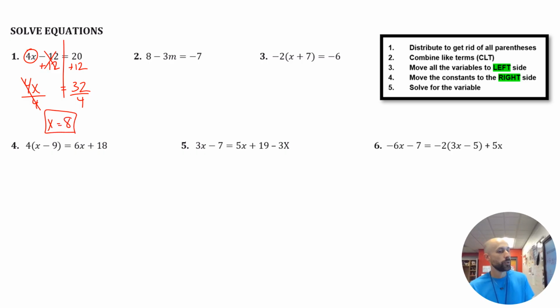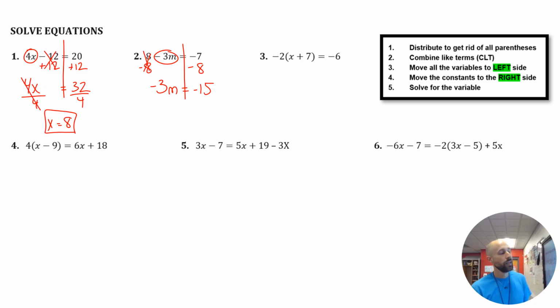Okay. Number 2, again, draw your line, and then again, parentheses. Nope, no parentheses. Are there any like terms on either side? No. Here's the variable itself, so we need to get that isolated. So we're going to subtract 8 on both sides. Don't forget to bring down the negative 3m.